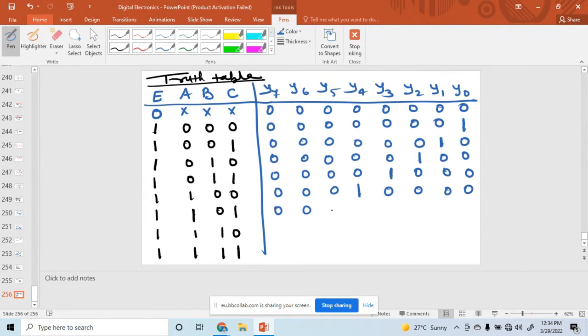101, only Y5 is 1 and other one is 0. 110, so only Y6 is 1, other one is 0. And 111, so only Y7 is 1, other one is 0.